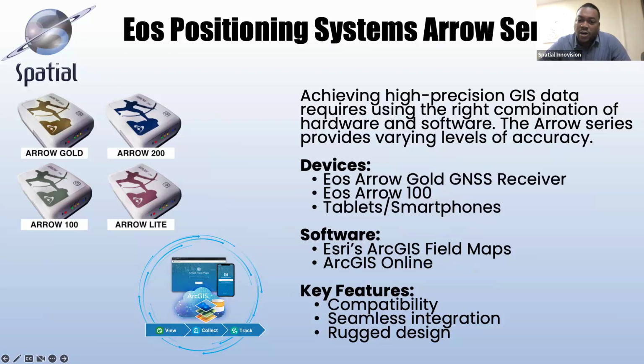There are 4 types shown, which is the Arrow Gold, which is the most accurate, which can give down to centimeter accuracy when connected to a network or base station. The Arrow 200 can also give centimeter accuracy when connected to a network or base station, and it can also give 30 to 60 centimeter when connected to a satellite-based augmentation system, also called SBAS. The others will give meter and sub-meter accuracy.